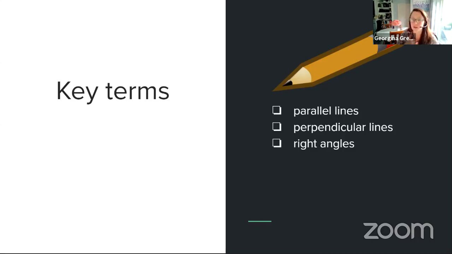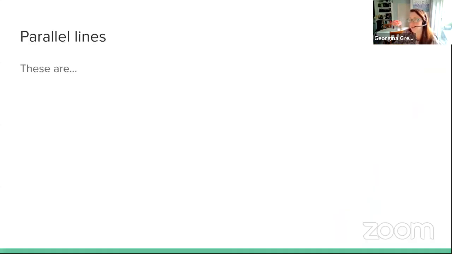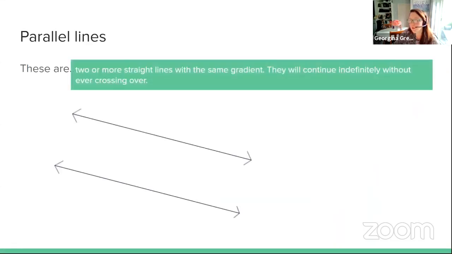If you don't know what they are, or you're not sure, that's fine because we're going to go through them now and I'll share with you the definitions. So parallel lines, perpendicular lines, and right angles. So what are parallel lines? Parallel lines are two or more straight lines with the same gradient, and they'll continue indefinitely without ever crossing over. That picture is an example of two parallel line segments.